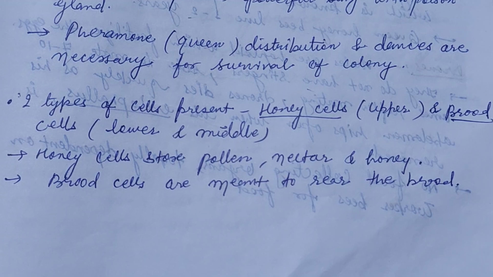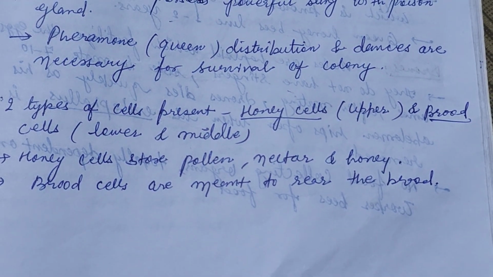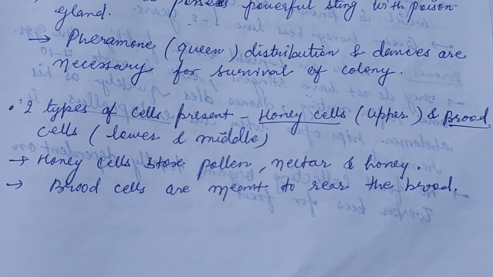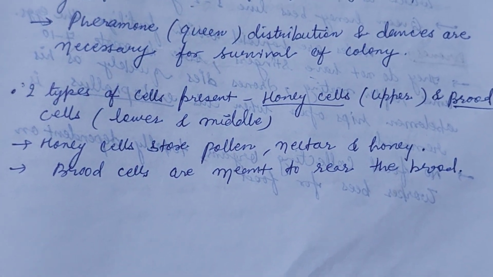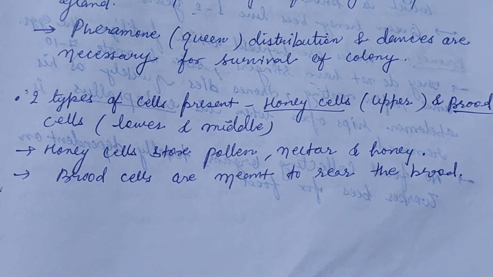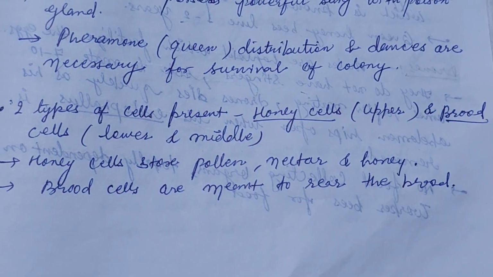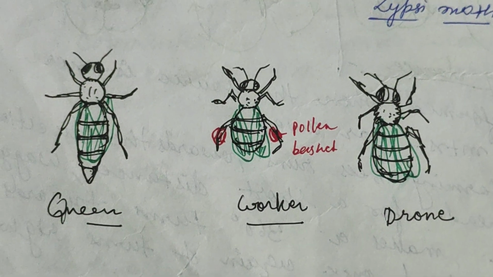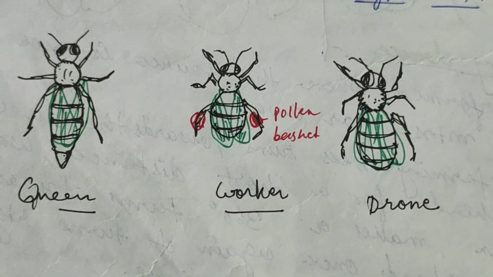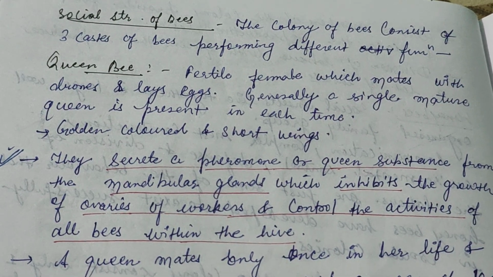Two types of cells are present in the honeybee hive: honey cells, placed in the upper part, and brood cells, placed in the lower and middle part. Honey cells store pollen, nectar, and honey, and brood cells are meant to rear the brood. Here is a figure of the three types of bees: the queen, which is the largest in size, the worker, and then the drones.